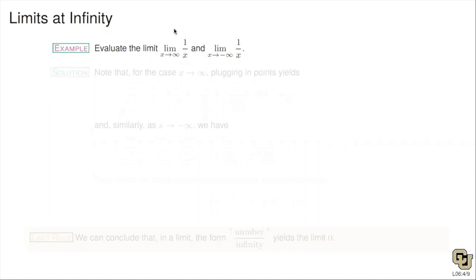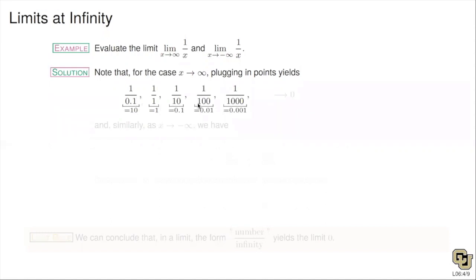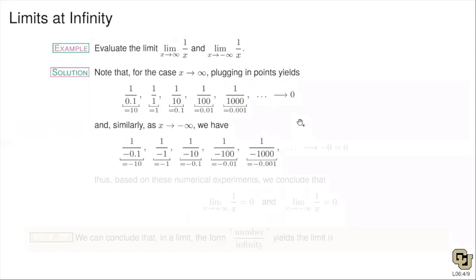So plugging in points as x goes to infinity, we see that when you make the denominator bigger and bigger and the numerator is a fixed constant, the fraction gets smaller and smaller. So here, 1 over x as x goes to infinity, that limit goes to 0. And similarly, if we send x to negative infinity, we have the same type of pattern. If you let the numerator be a fixed constant and let the denominator get larger and larger, we see the fraction gets smaller and smaller and goes to 0, or converges to 0.